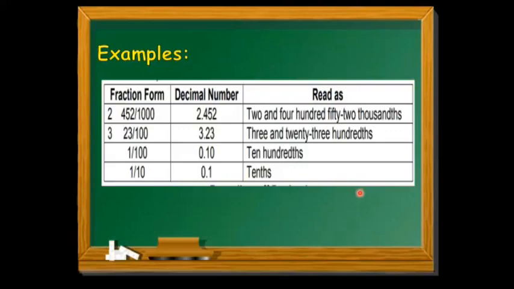And the other one, yun ang itsura niya, 3 and 23 over 100 sa fraction form. Sa decimal number, it will be read as 3 and 23 hundredths. The next one, 1 over 100, the decimal number is 0.10 or 10 hundredths. You can ganun siya basahin. And then 1/10 or decimal number 0.1, binabasa siya as tenths. Kasi nga, yung last number niya is, that is the tenths value.